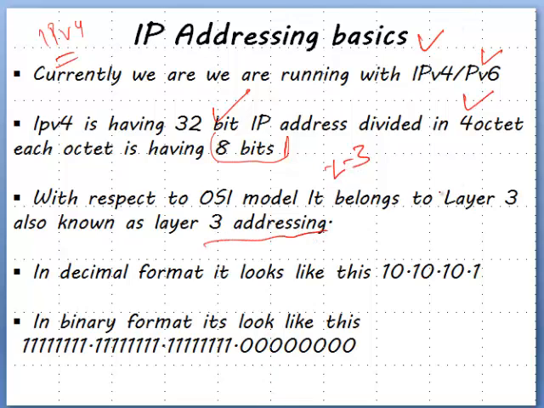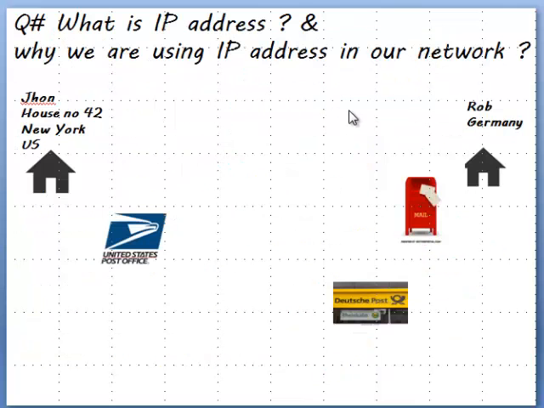In decimal format, an IP address is written like this: 10.1.1.1, and in binary format it is written like this, which is very difficult to memorize. That is why we have opted for the decimal format of IP addressing. Now we have a question: what is an IP address? Why are we using IP addresses in our network?